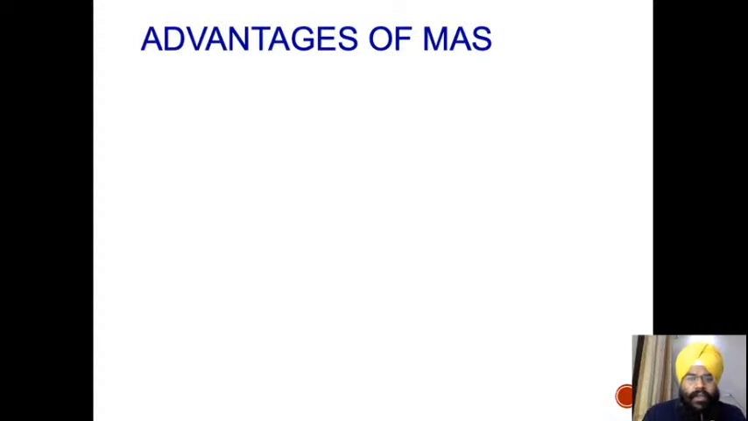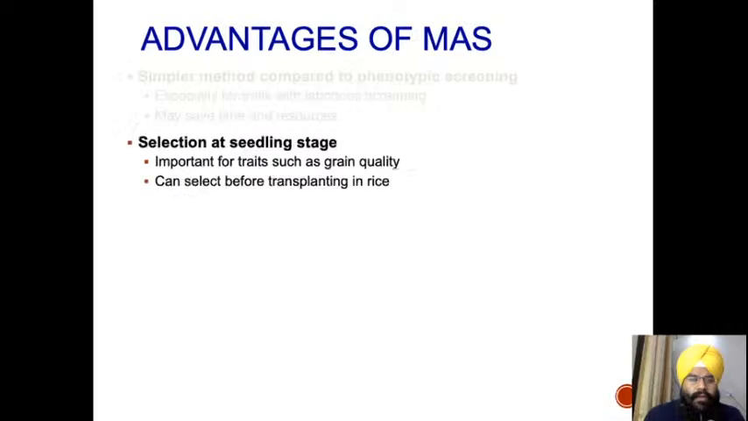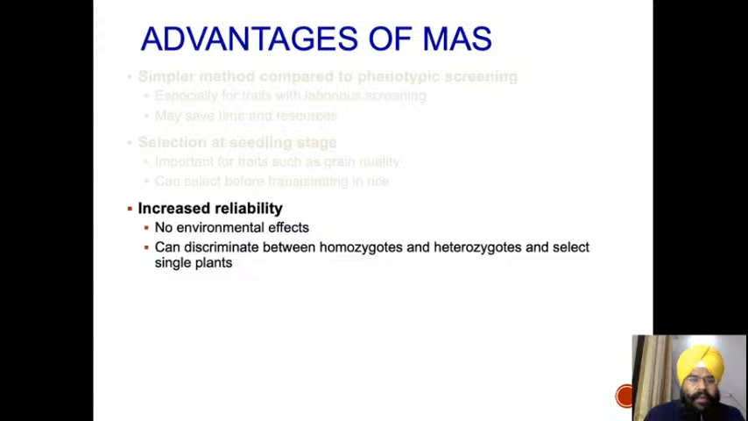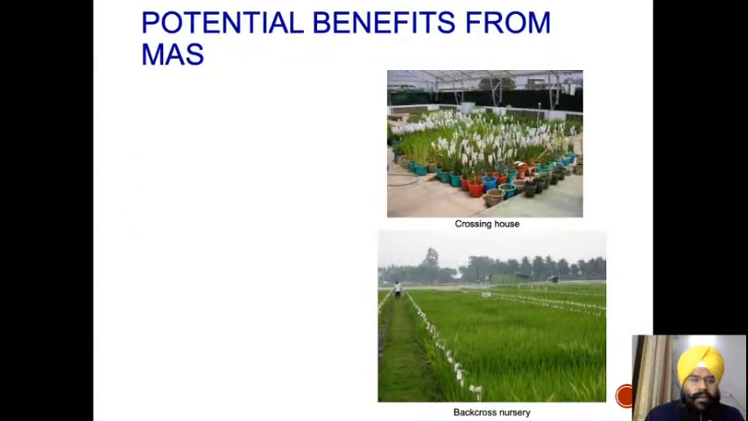So the advantage of marker-assisted selection is that it's a simpler method compared to phenotypic screening, especially for the laborious screening that we have to do, saving a lot of time and resources. Further selection at the seedling stage is important for traits such as grain quality, and you can select before transplanting in rice. Increased reliability, no environmental effects are required, it can discriminate between homozygotes and heterozygotes, and select single plants. So these are the various advantages of marker-assisted selection.